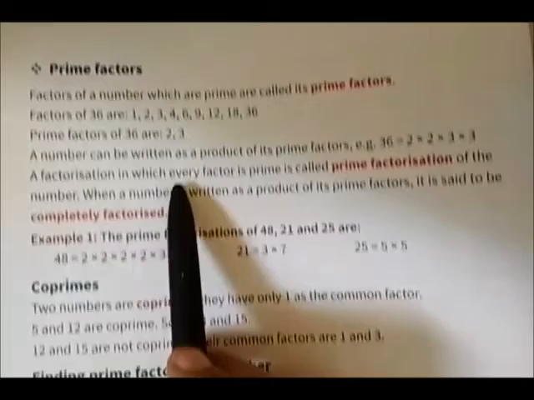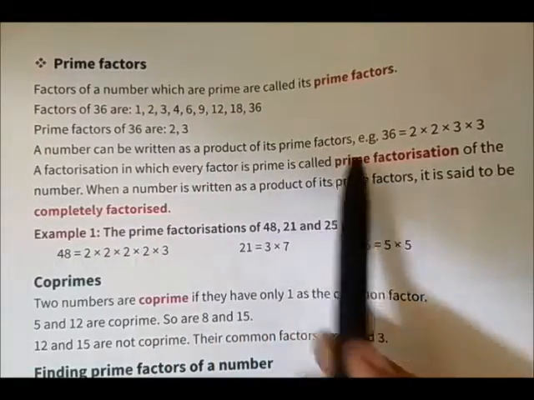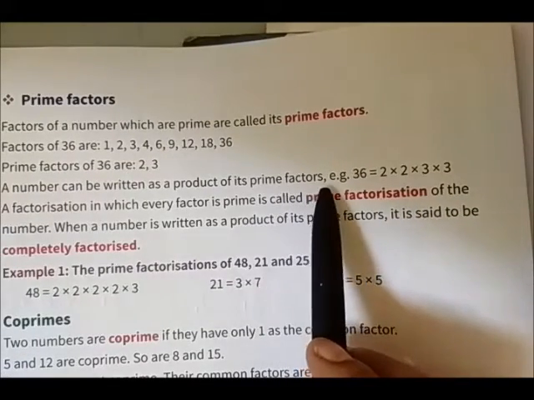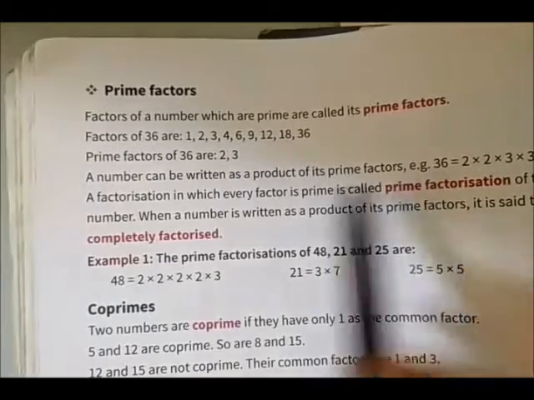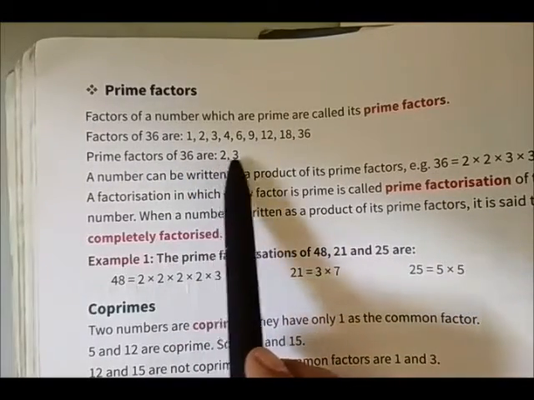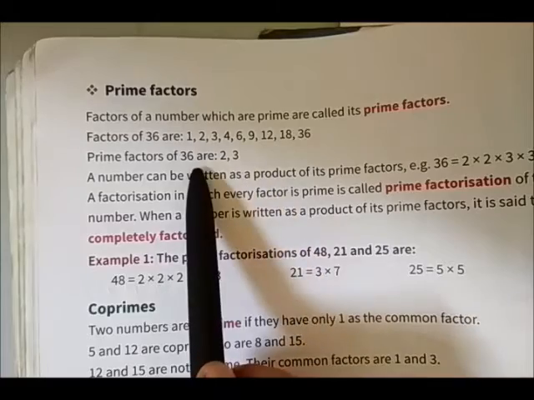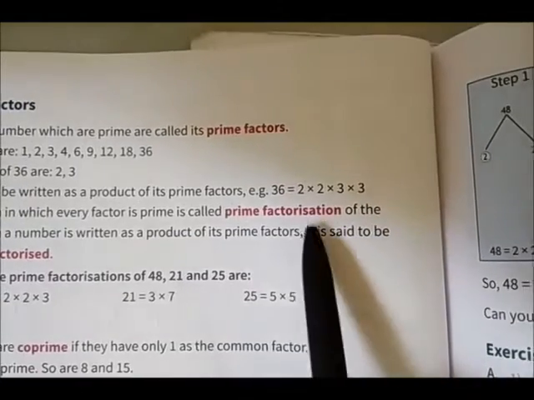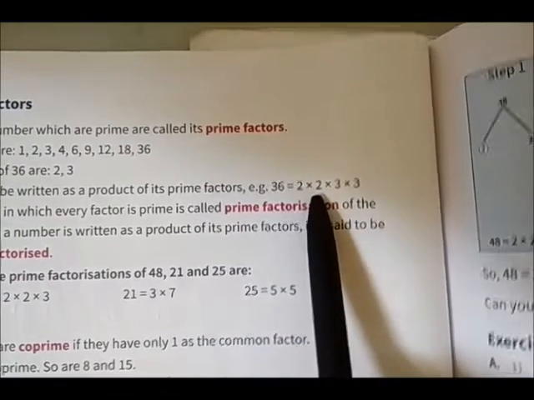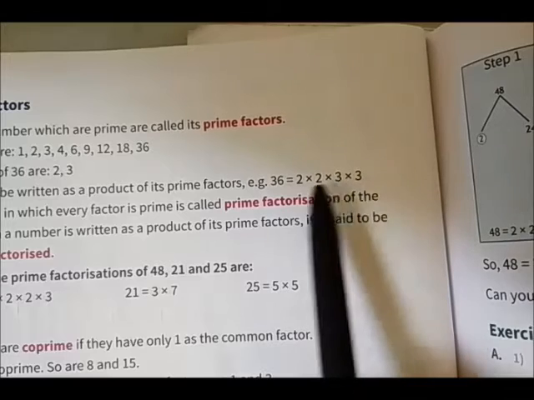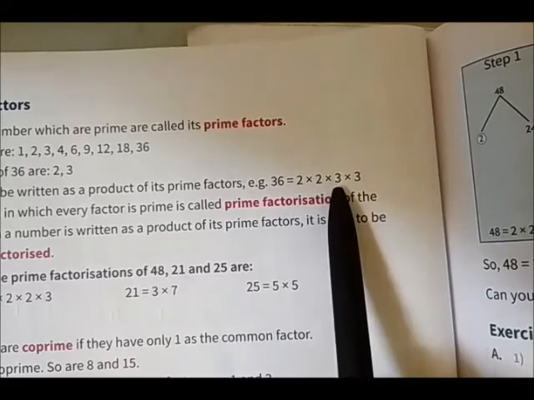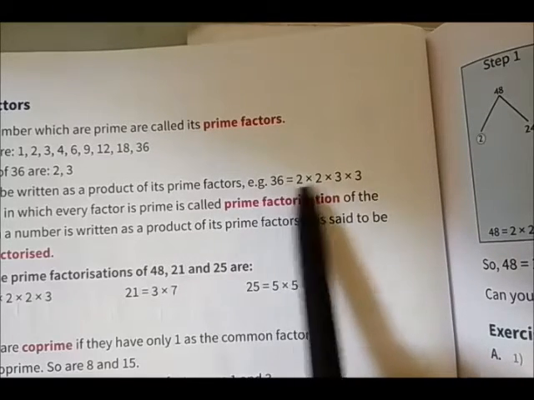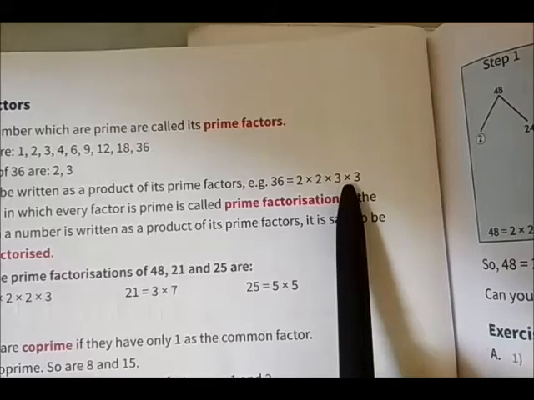A number can be written as a product of its prime factors. That is, all the numbers we can write as a product of their prime factors. Here you have seen that the prime factors of 36 are 2 and 3. So we will see how to write this. 36 is equal to 2 into 2 into 3 into 3. 2 2s are 4, 4 3s are 12, 12 3s are 36. So we can write the numbers as a product of their prime factors.